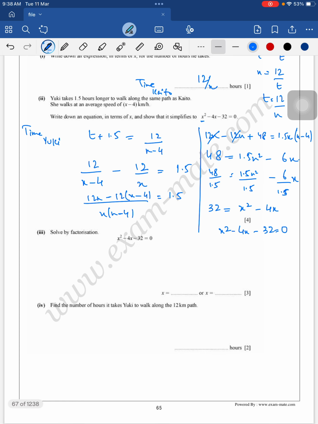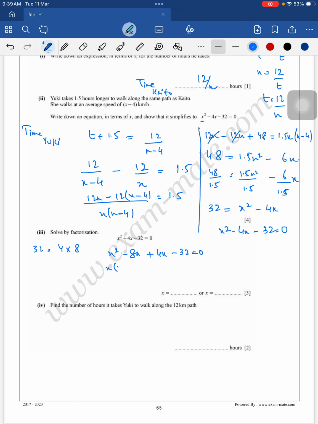Okay, solve by factorization. x square minus 4x minus 32 is equal to 0. So to solve that, first we should think of middle term breaking. So for 32, we have 4 multiplied by 8 as a factor, right? 8 into 4, and I think that would work. Because the minus sign is in the middle, we should keep the bigger number with the minus sign. Minus 8x plus 4x minus 32.